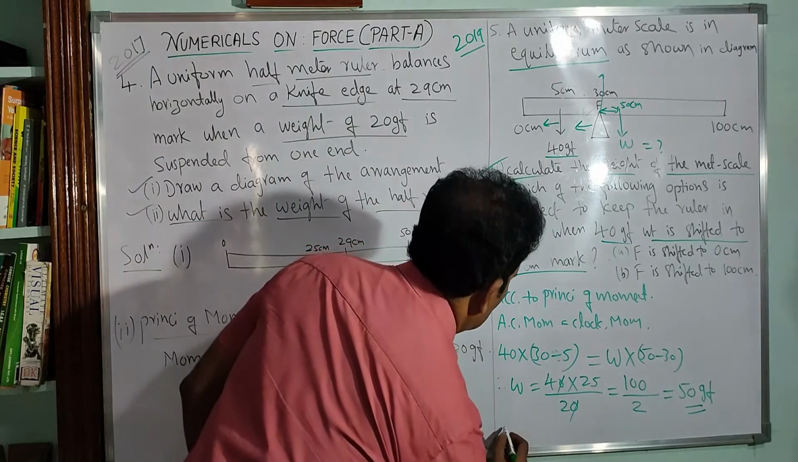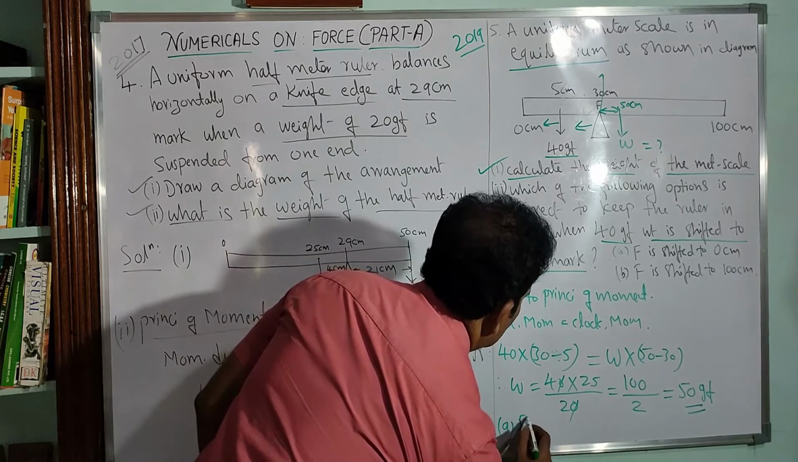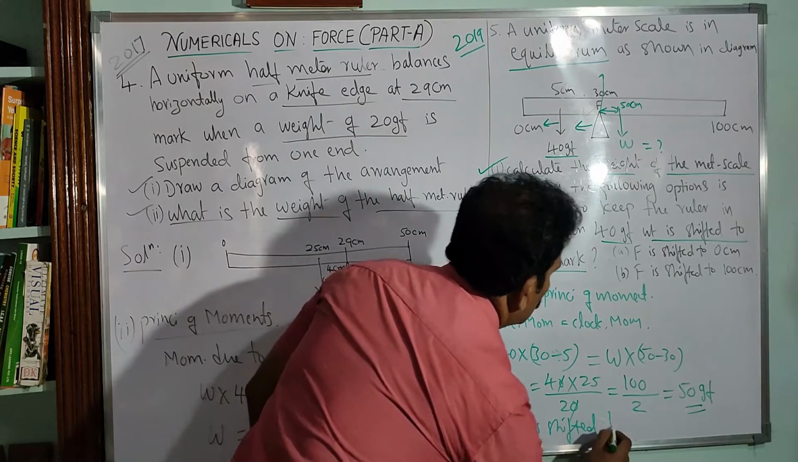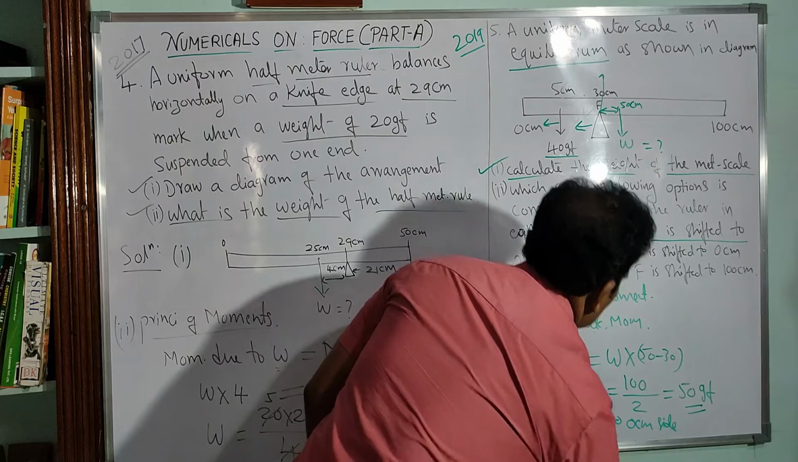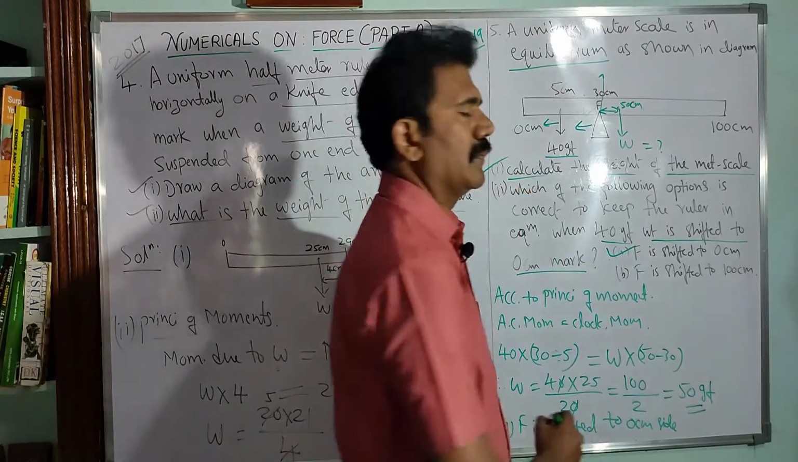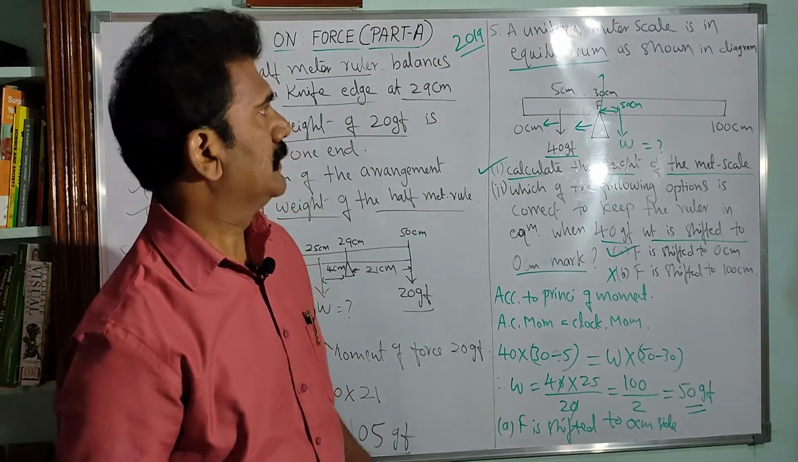Therefore you have to consider the option F is shifted to 0 centimeter side. Option A is correct. So that means this is the correct option, and the second one is the wrong option. Clear?